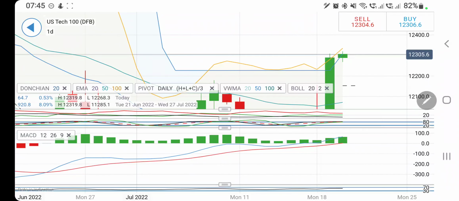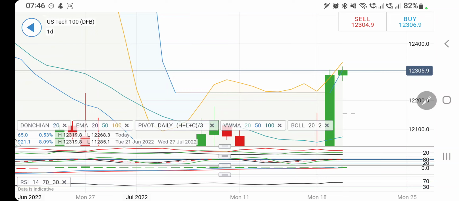On the downside, if you see it breaking below 12260, go short. Do not take any entry between 12260 and 12320. Below 12260 you can expect a further drop towards 12200, 12150, and below that we can see a little more drop. So take your positions accordingly.